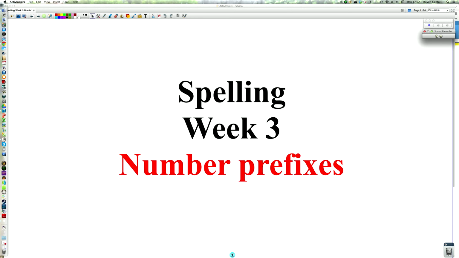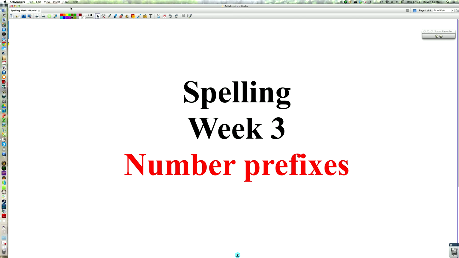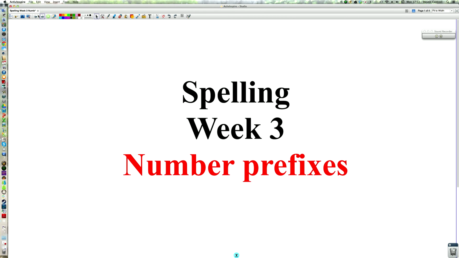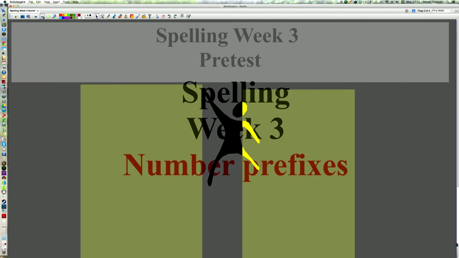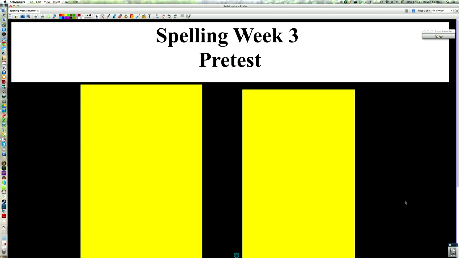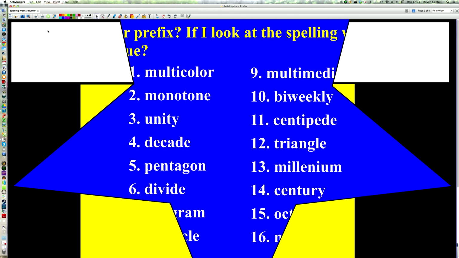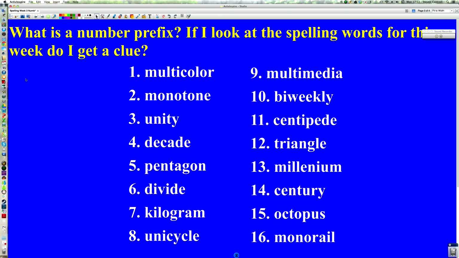Okay, so we're going to talk about spelling week 3. We're talking number prefixes today. We'll take our spelling test, our pre-test, here in a little bit, but first I want to talk to you. I'm going to show you the words. Here are the words right here.